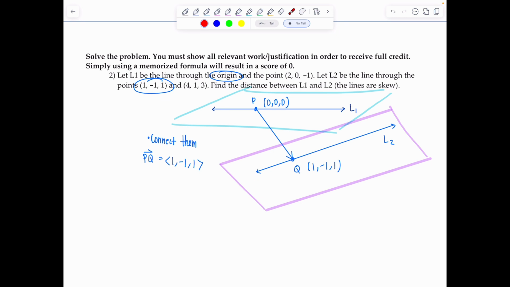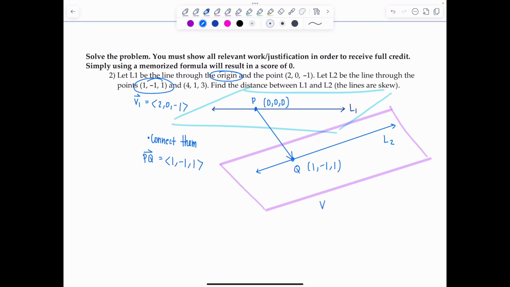How can I do that? Well, if I have the direction vector for line 1 and the direction vector for line 2, and I take their cross product, that new vector is mutually orthogonal to both their direction vectors. Then all I need to do is project this vector along that normal. So here we go. Do I have the direction vector for line 1? Yes, because it goes through the origin and 2, 0, -1. So I'll say V1, direction vector for line 1, has components 2, 0, -1.